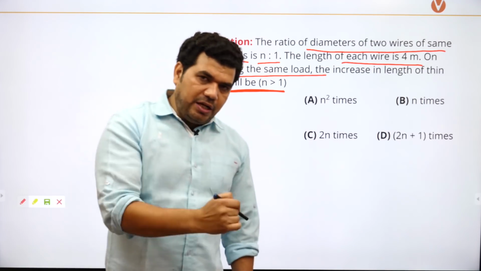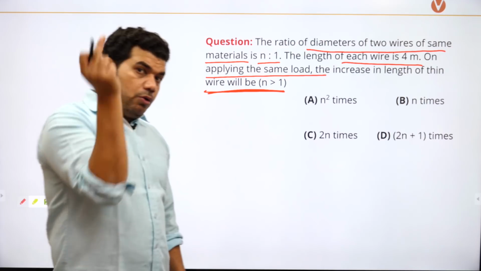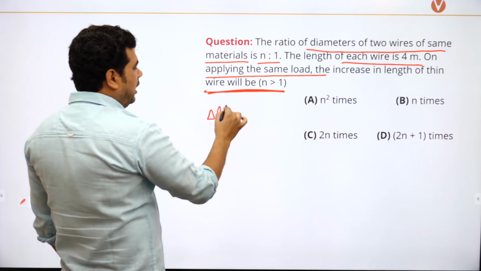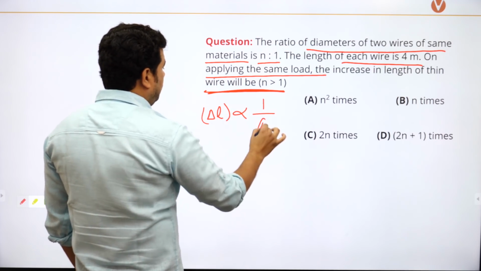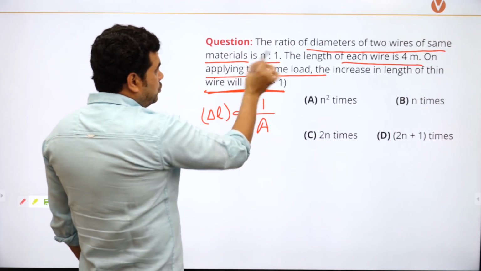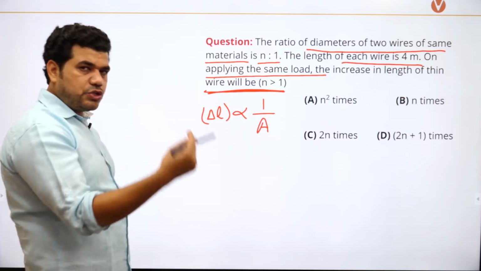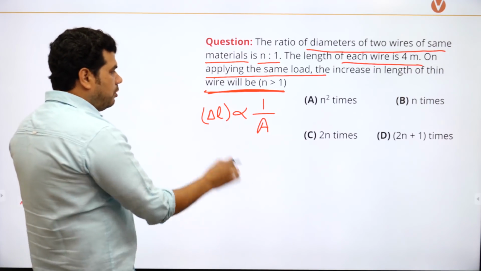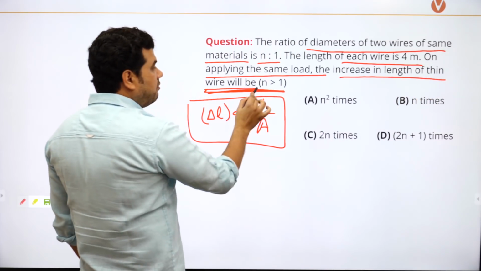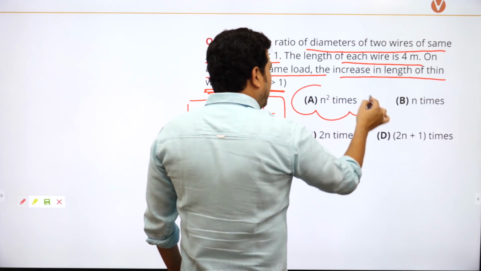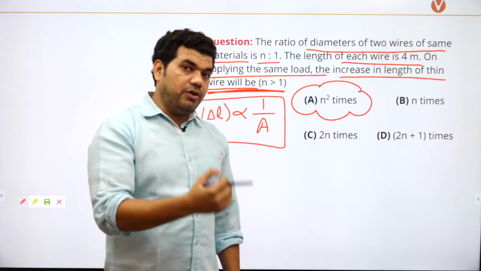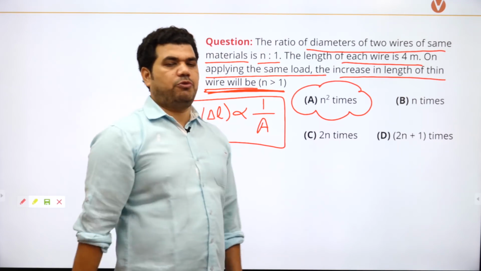Same question है, इसीलिए जानबूझ के हमने आपको रखा. बिल्कुल वैसी कैलकुलेशन होगी, और फिर आपको रिजल्ट मिलेगा डेल्टा L प्रोपोर्शनल टू 1/A. ओके, एंड is n:1, so this is 1:n square. So what should be the increment in length, increase in length of thin wire will be n square times. Similar calculation. Okay, so this is another one very easy type of question.